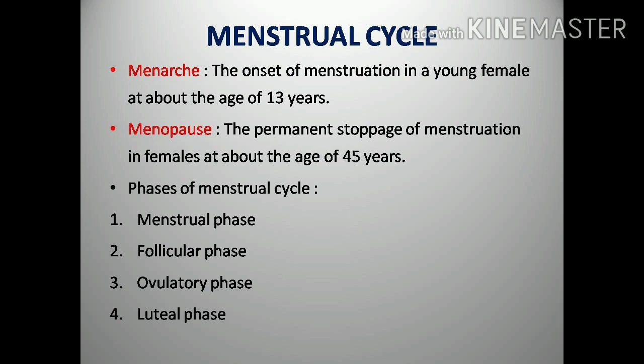This change is a kind of preparation of the uterus to receive the fertilized egg and assist in the early implantation of the embryo and its subsequent development. Here, when the discharge of the blood takes place in the menstrual phase, next the follicular phase.